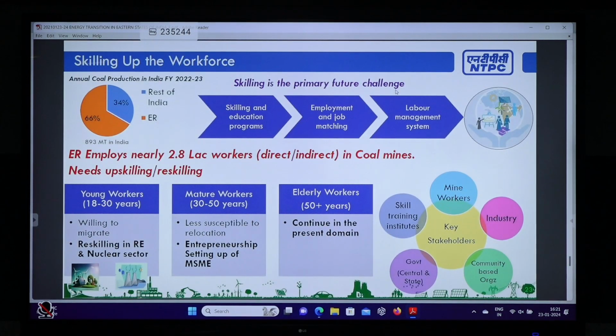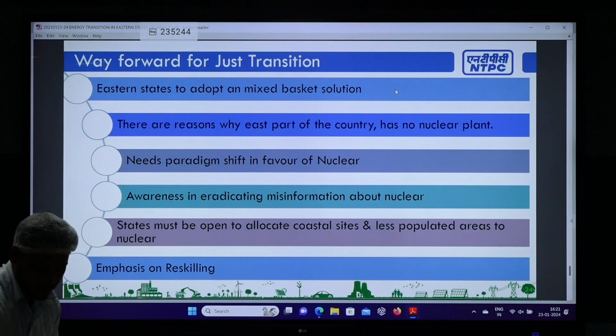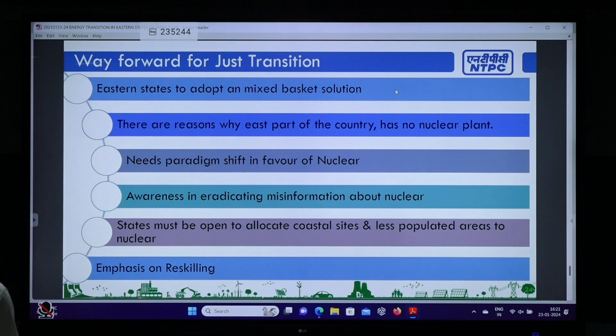So of course, reskilling we have already discussed a lot on this. One thing I want to highlight here is why, in the morning we were discussing, there is no nuclear reactor in the eastern region. These 5 states have no nuclear reactor. I think there are obvious reasons, and Sir has already added the reason why it does not come. There are some other reasons also, sir.